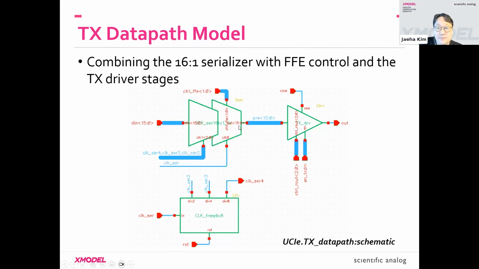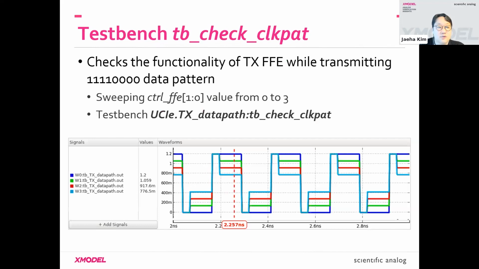And now we can put together the serializer stage, the driver, and the clock divider to have the datapath model. Here's a quick simulation result. We are driving a fixed pattern of 1, 1, 1, 1, and 0, 0, 0, 0, and we're plotting the waveform with different FFE control values. You can see that the de-emphasis happens and the amount of de-emphasis changes.